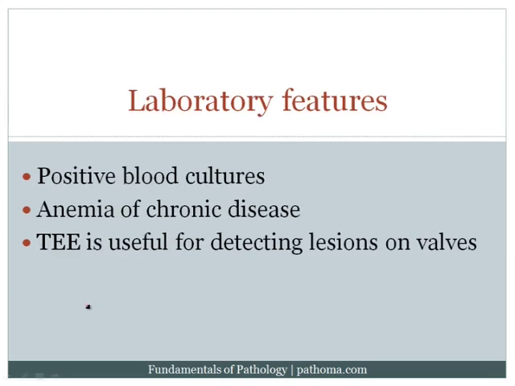Now, the laboratory findings are that the patient will generally have a positive blood culture. There will be the findings of anemia of chronic disease, and just recall that if they have anemia of chronic disease, that's going to be generally a microcytic anemia. And so the hemoglobin would be low because there's anemia. The MCV would be low because it's usually microcytic.